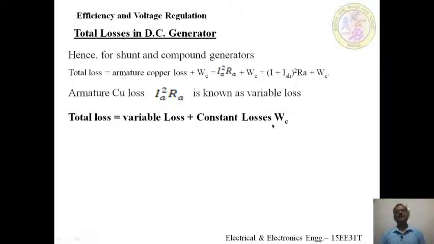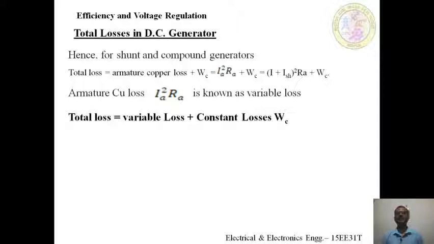So with this idea, we can calculate the total loss in the DC generator. For shunt and compound generator, the total loss can be obtained like this. The total loss equals armature copper loss plus constant losses. Wc is the constant loss.